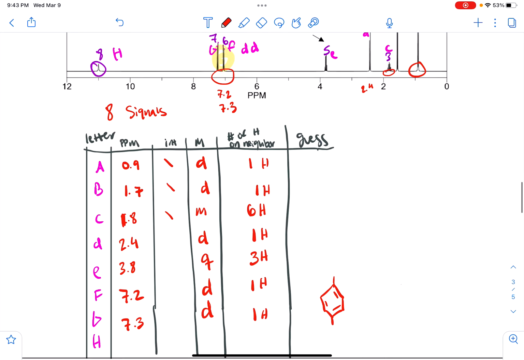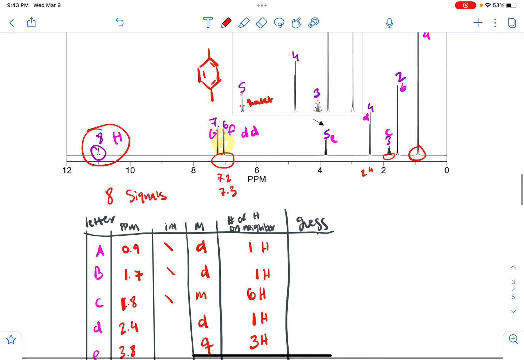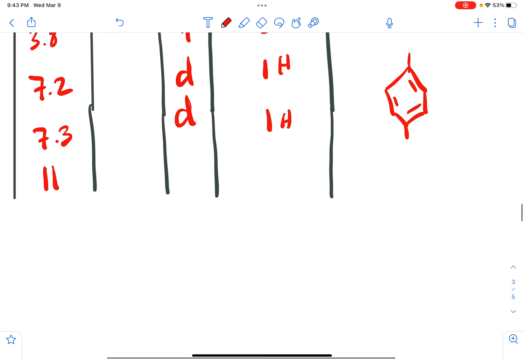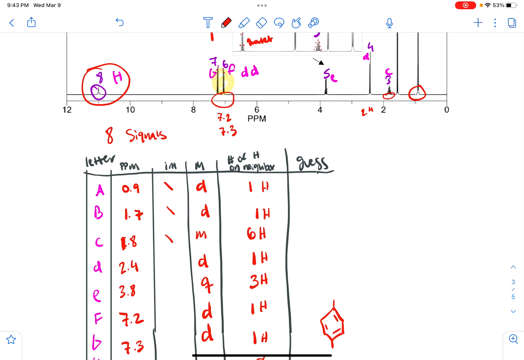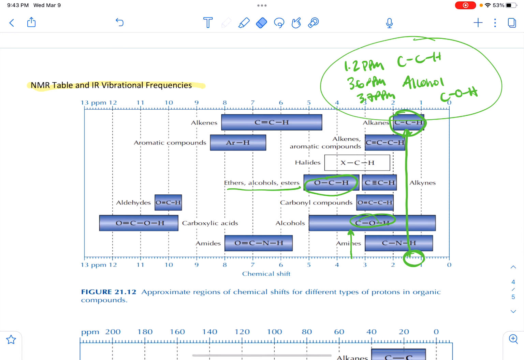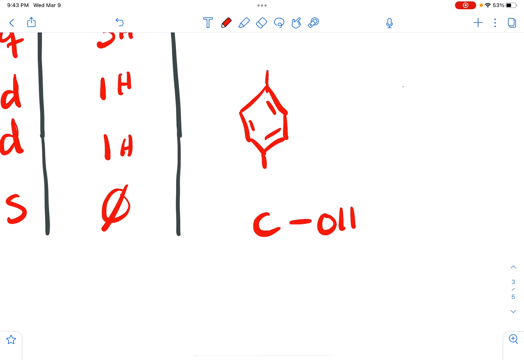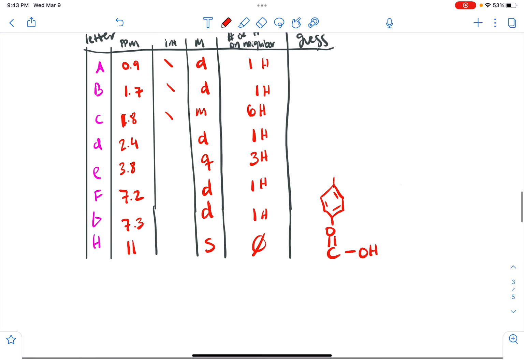Oh, and last but not least, this eighth signal over here at 11 ppm. So this is going to be 11 ppm, and it is a singlet. So that's going to mean it has no hydrogens on the neighbor. This is actually a dead giveaway. We can start making our guesses now. At 11 ppm, as you can see down here, that is a carboxylic acid. So we already know that group, so we're going to have a C, an OH, and a double bond with an O. And so just seeing that, we can identify that group.